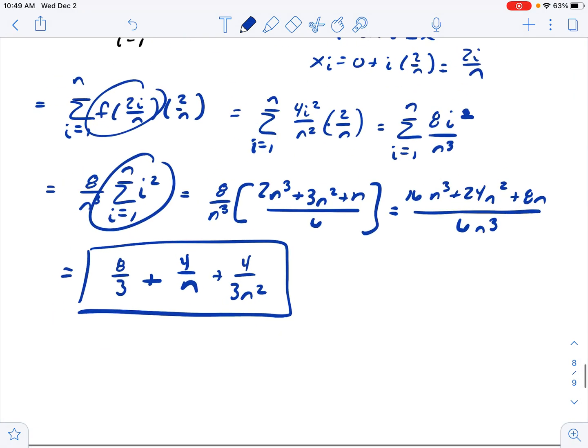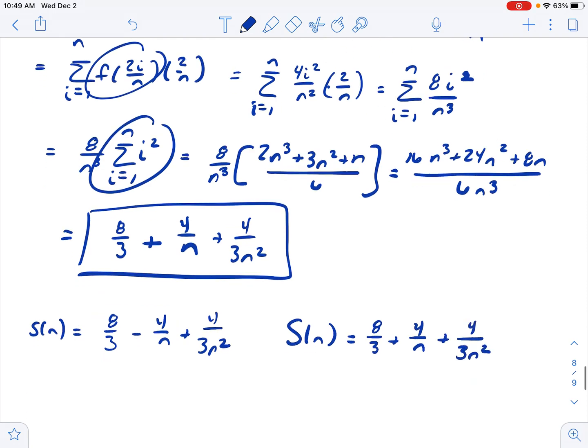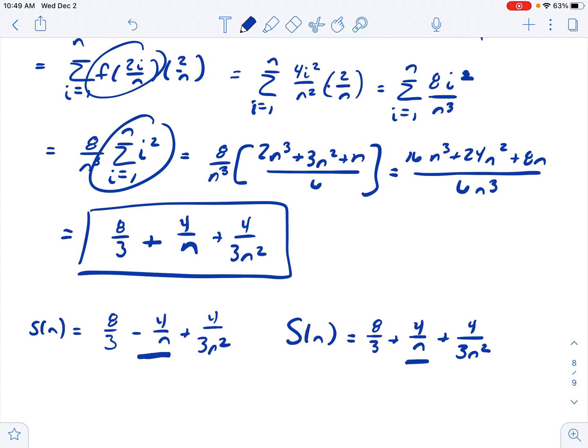Give me the number of rectangles you want, I'll give you an upper sum approximation. Let's compare the lower and upper sums here. Lower sum was 8/3 minus 4 over n plus 4 over 3n squared, where the upper sum was 8/3 plus 4 over n plus 4 over 3n squared. Notice how close they are. They only differ by a matter of plus or minus 4 over n. It should be obvious that the lower sum here is less than or equal to the upper sum, because here we're subtracting, where here we're adding, okay?